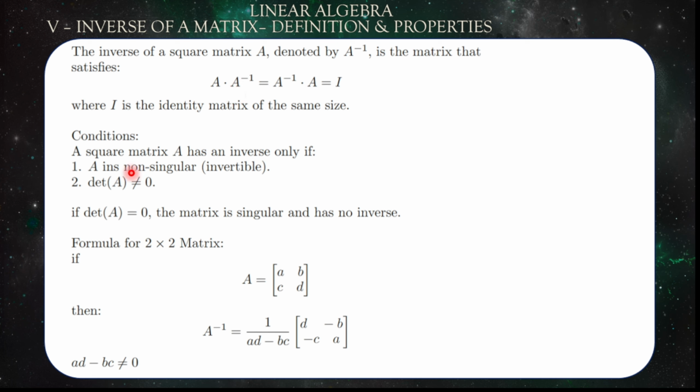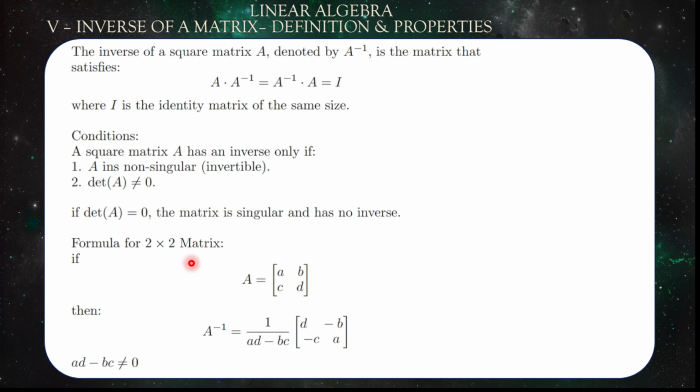So, conditions: a square matrix A has an inverse only if A is non-singular. In other words, the determinant of A should be different than 0. If the determinant of A is equal to 0, then the matrix is singular and non-invertible. It has no inverse. And this is why.